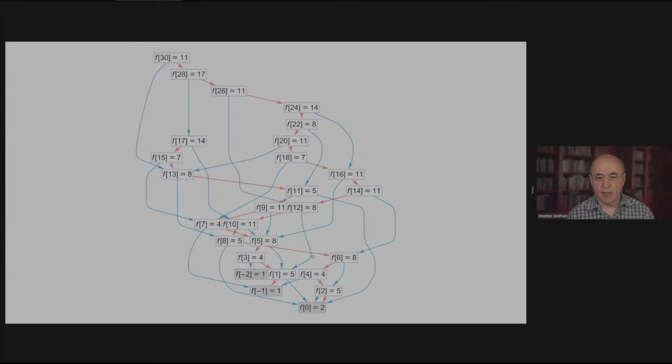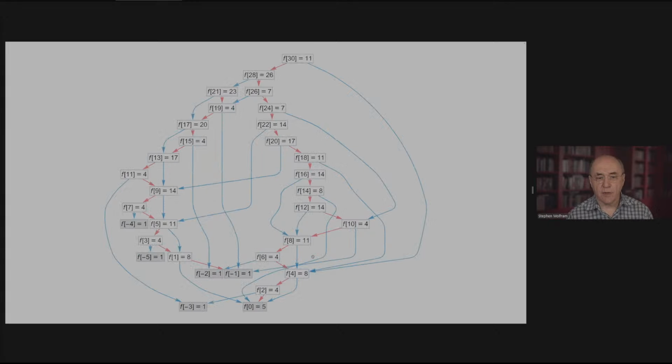And this is the evaluation graph. It's just going down to the initial values: f of 0 equals 2, in this case f of minus 1 is 1, f of minus 2 is 1. By comparison, here's the evaluation graph for f of 0 equals 5, and that involves 6 initial values.